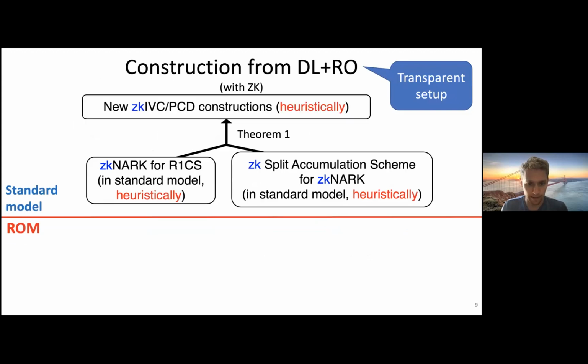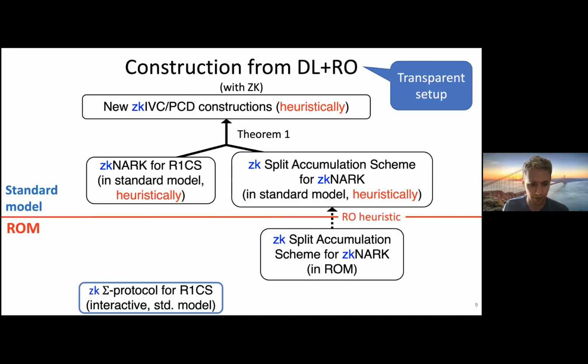Okay, and the same thing holds: if all of the components are zero knowledge, then in the end we get a zero knowledge version of IVC and PCD. I won't go into the details of zero knowledge IVC. For that, you'll have to look in the paper. But at a very high level, it means that the witnesses in the IVC computation remain hidden.